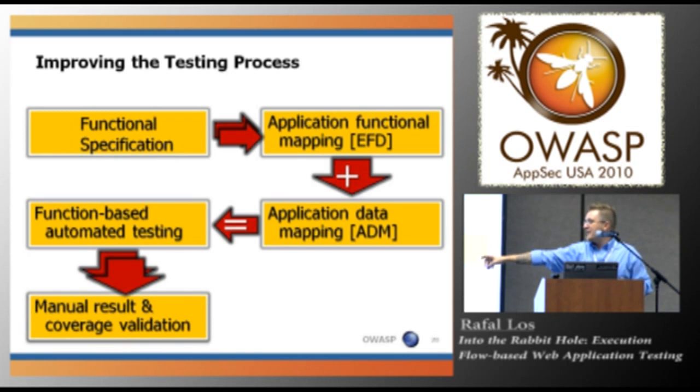And then manual result and coverage validation. So this isn't looking at an application and saying, I have to test this app. This is looking at an application and saying, I'm going to let automation handle these, the parts that are accessible, and then I'm going to handle the validation of these results. It's a different mentality.